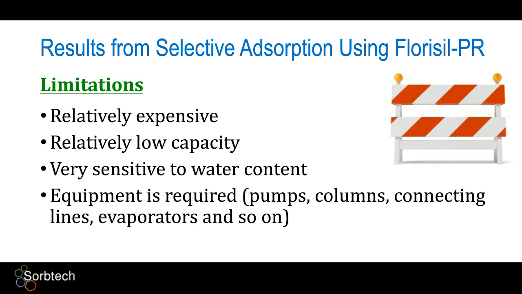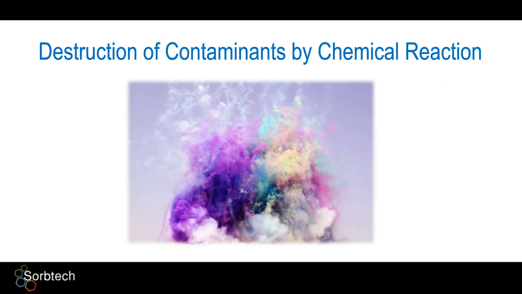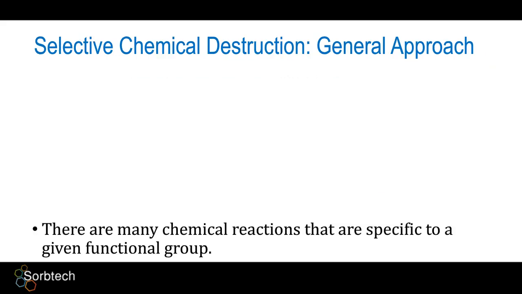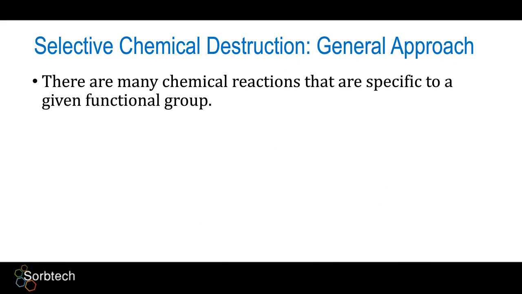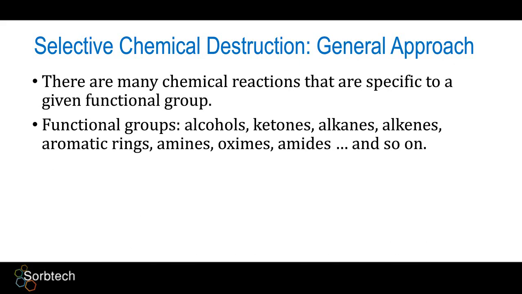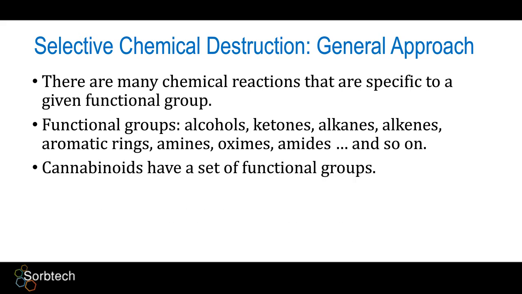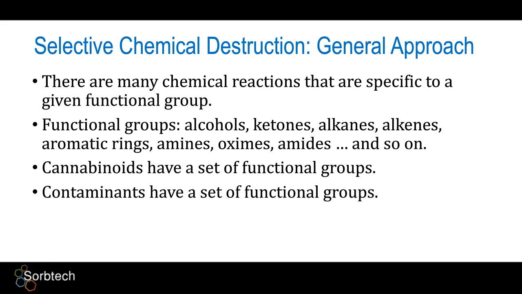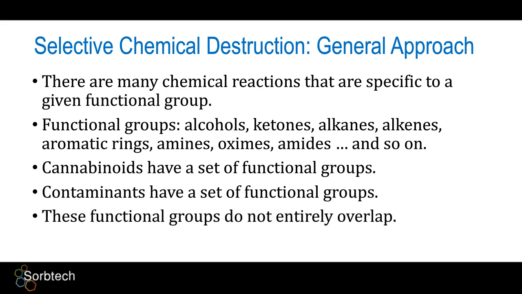So let's go into the destruction of contaminants by chemical reaction. The general approach is that there are many chemical reactions that are specific to a given functional group. This is how organic chemistry is done. Functional groups are things like alcohols, ketones, alkanes, alkenes, aromatic rings, heterocycles, amines, oximes, amides. It's a long list. The cannabinoids have a set of functional groups, and the contaminants have a set of functional groups. But these functional groups do not entirely overlap.